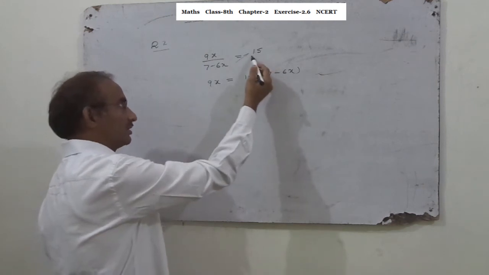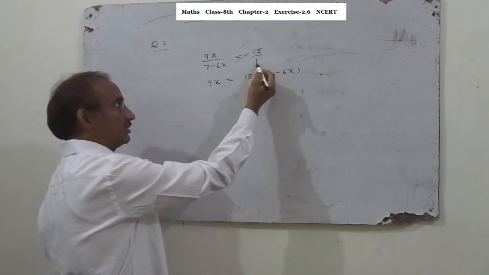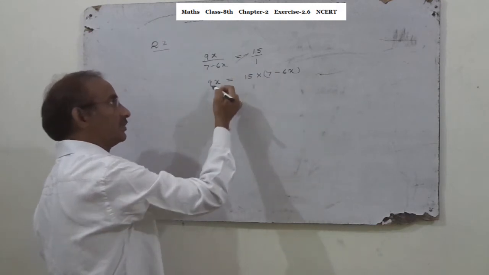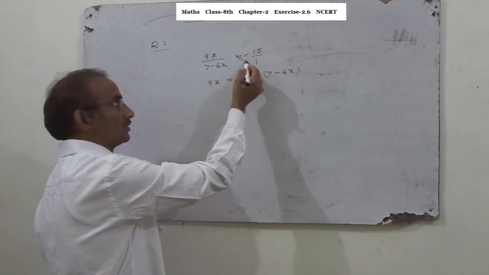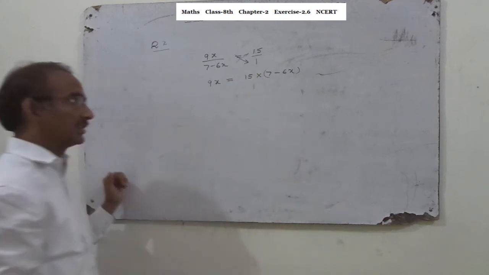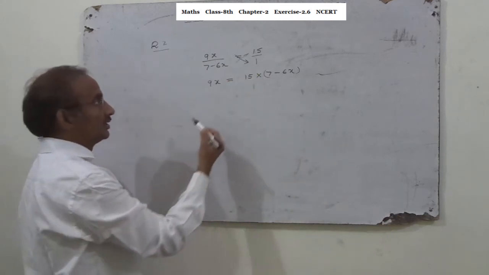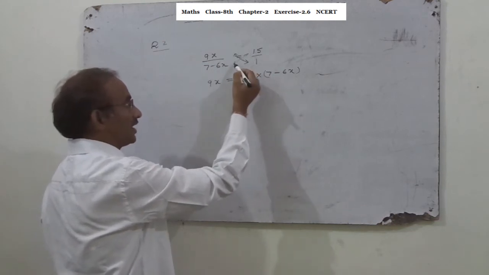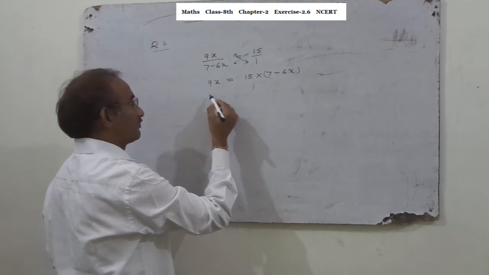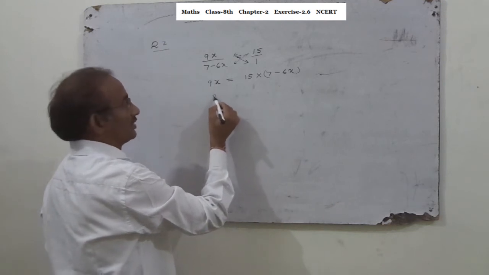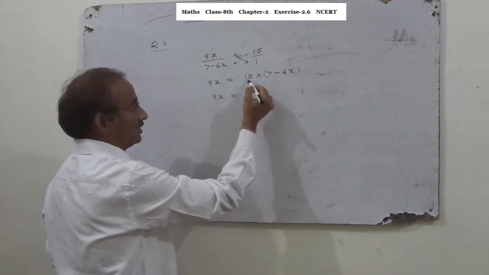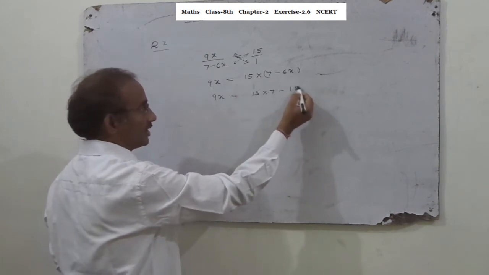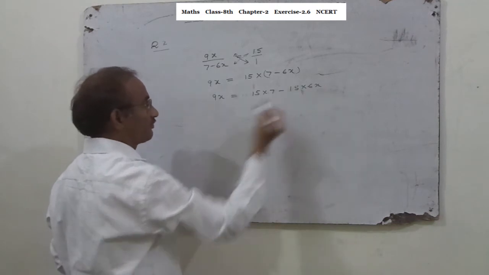There is no number in the denominator, so it can be 1. 1 is multiplied to 9x, so it will be the same. So this is our cross multiplying method. 9x is multiplied with 1 and 15 is multiplied with 7 minus 6x. Here 15 is multiplied with 7 and then 15 is multiplied with 6x.